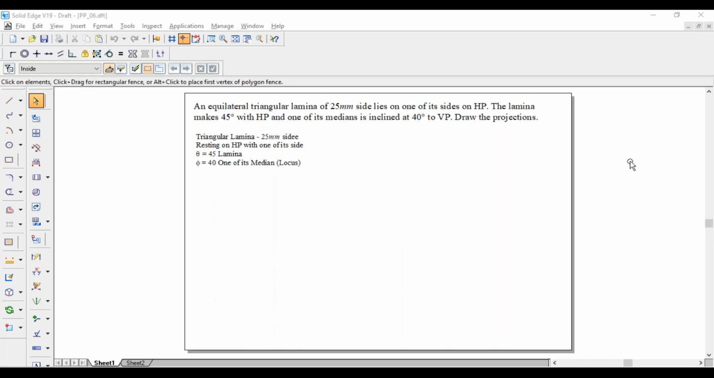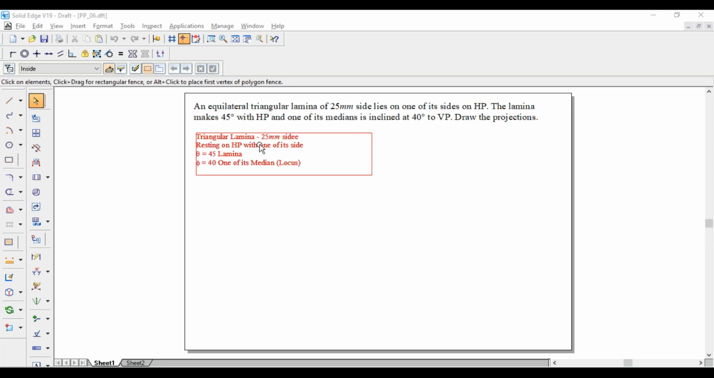Today we are going with a triangular lamina problem. An equilateral triangular lamina of 25 mm side lies on one of its sides on HP. The lamina makes 45 degree with HP and one of its medians is inclined to 40 degree to VP. Draw the projections. So in simple words, it is the triangular lamina of 25 mm sides.